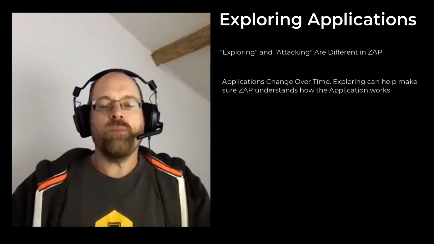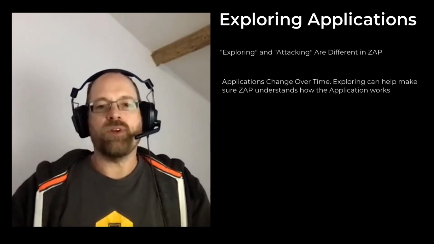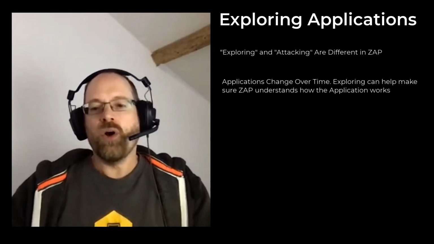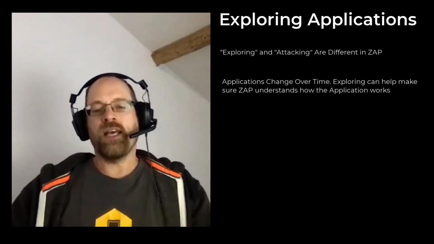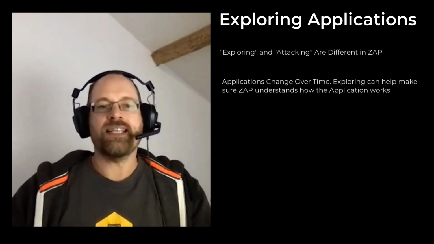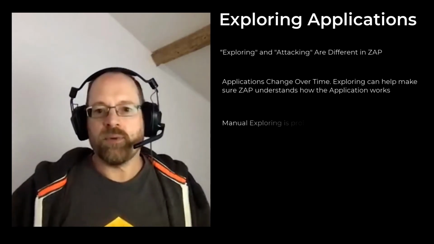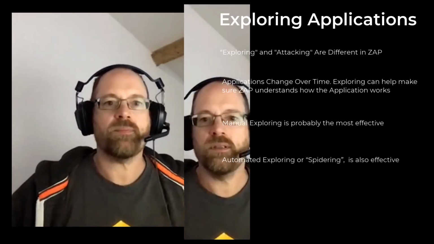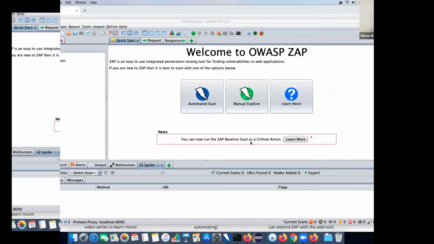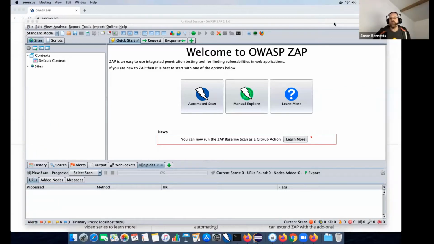So when we're exploring an application with ZAP, we've got different options. One of which, the most effective way probably, is to explore an application manually. And probably the best thing to do is for me to start sharing my screen now. So I've got ZAP here, and we've got these options on the quick start screen, and one of them is the manual explore.